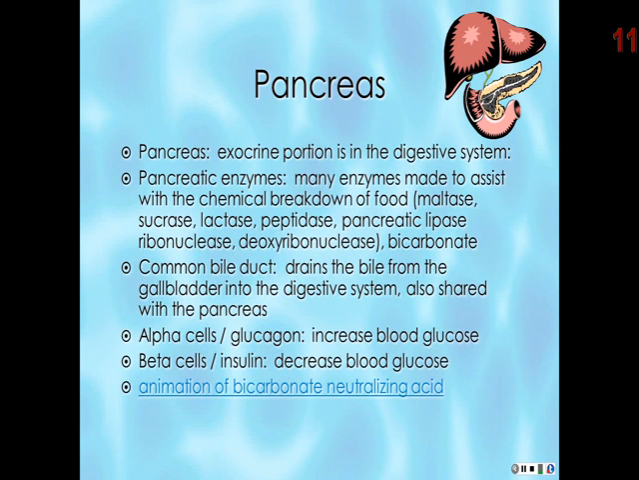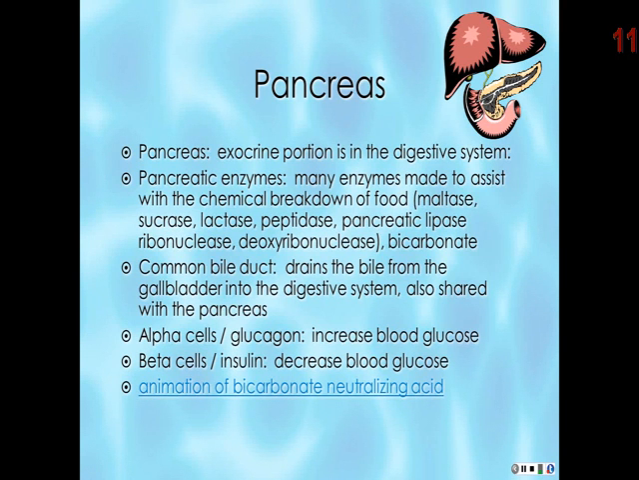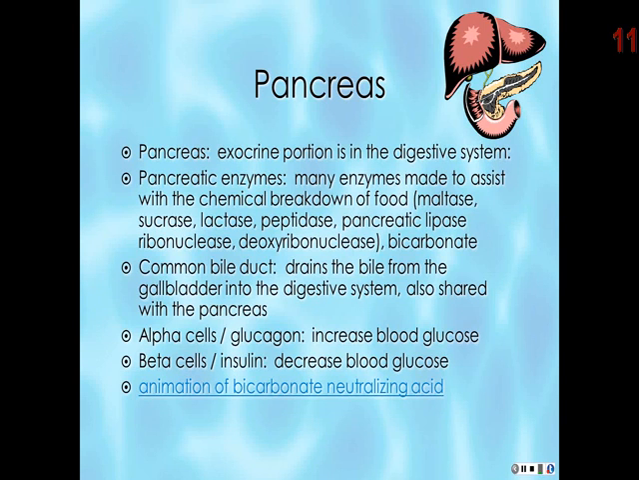peptidase to break down proteins, pancreatic lipase to break down lipids, ribonuclease and deoxyribonuclease to break down the genetic material, and bicarbonate to neutralize the acid from the stomach. The contents are delivered to the small intestine through the common bile duct shared with the gallbladder. The alpha cells secrete glucagon to increase blood glucose, while the beta cells secrete insulin to decrease blood glucose.